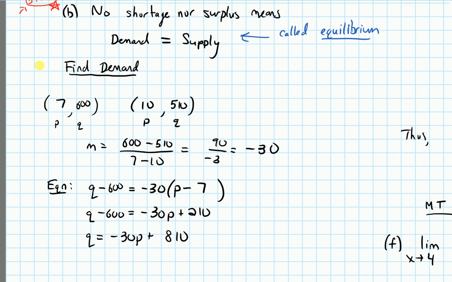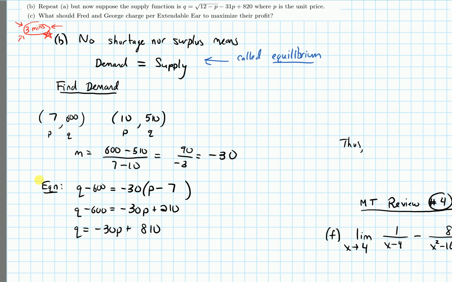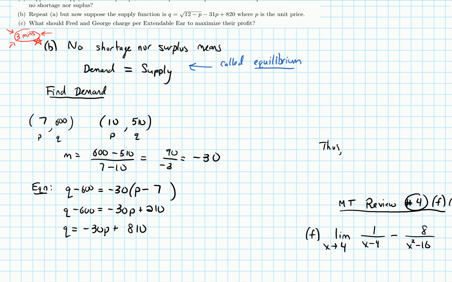Okay, so let's zoom out a little bit so we can see the supply. Now if we plug in the demand and the supply into this, we end up getting, so the demand is negative 30p plus 810.